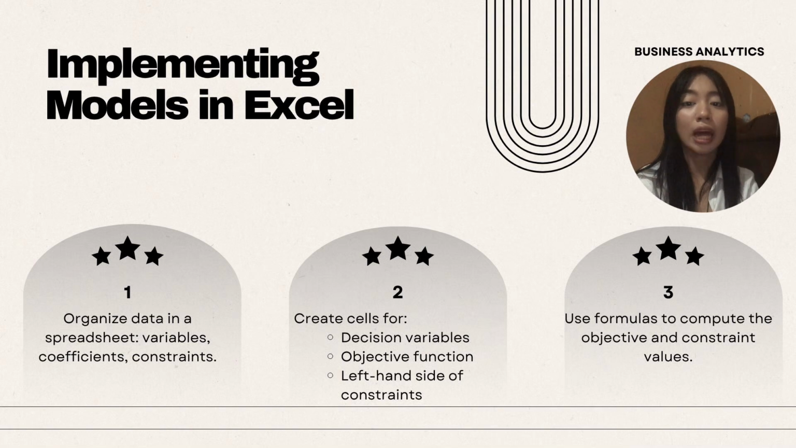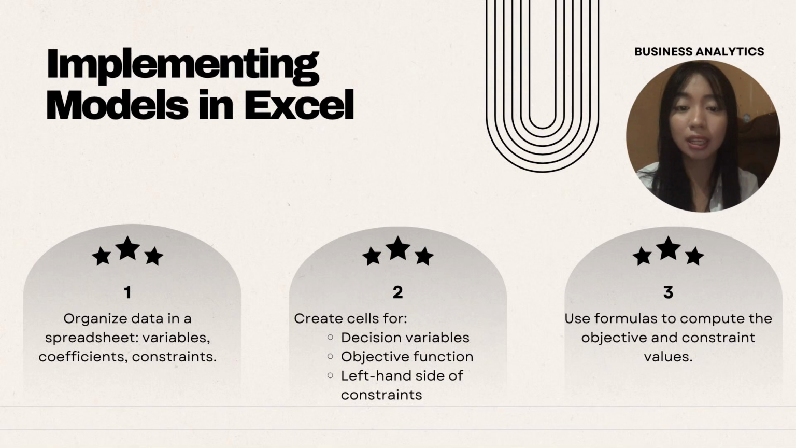Excel is one of the most accessible and widely used tools for solving linear optimization problems, especially when paired with the Solver add-in. To start, we follow a structured setup process inside the spreadsheet. Number 1, organize the data in the spreadsheet. The first step is to properly organize all the information needed for the model. In your Excel file, you should prepare a section for decision variables, coefficients for the objective function, and coefficients for the constraints.